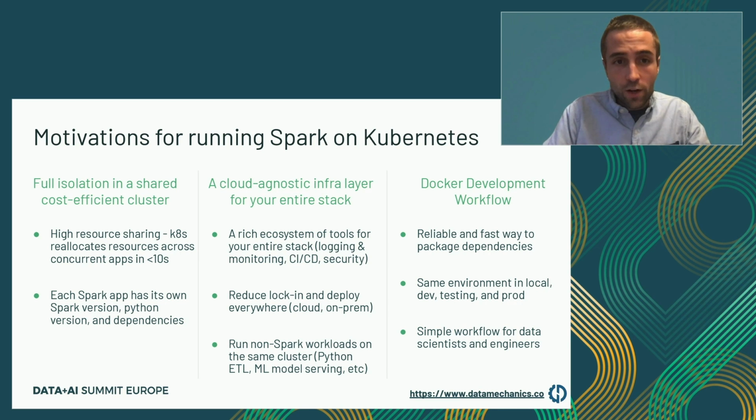The second main motivation for running Spark on Kubernetes is the fact that Kubernetes is a cloud-agnostic infrastructure that is very popular and may already be used at your company. By running Spark on Kubernetes, you'll benefit for free from a rich ecosystem of Kubernetes-compatible tools. You may also use the same Kubernetes cluster to run non-Spark workloads, like pure Python ETL jobs or to serve machine learning models. Last but not least, you'll be able to use Docker to package all your dependencies and iterate on your code quickly. We'll show you what this looks like later on in the demo.